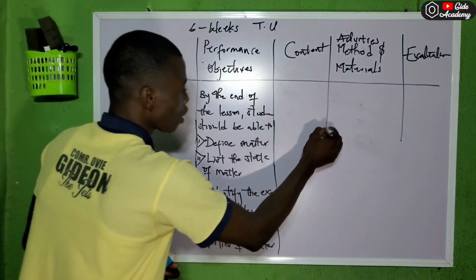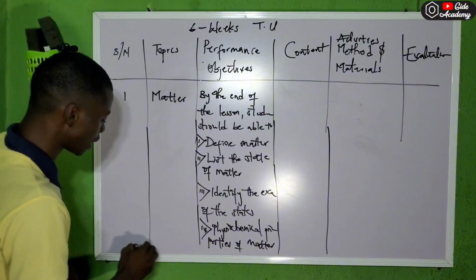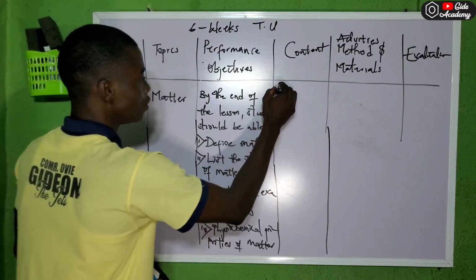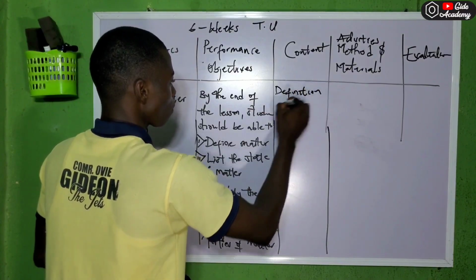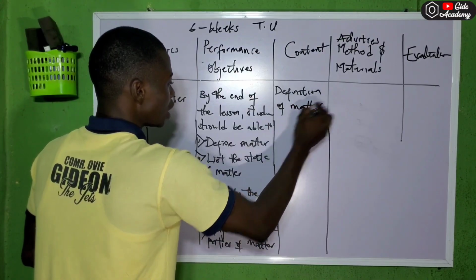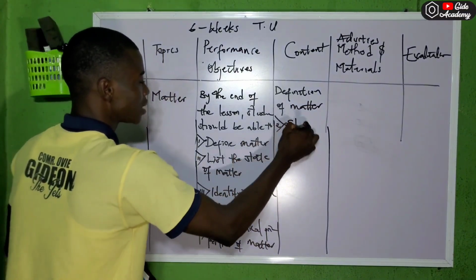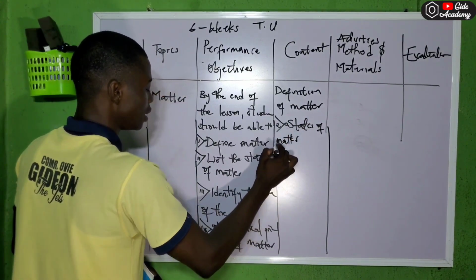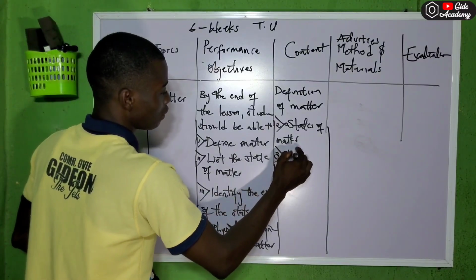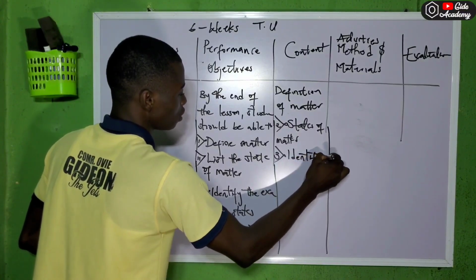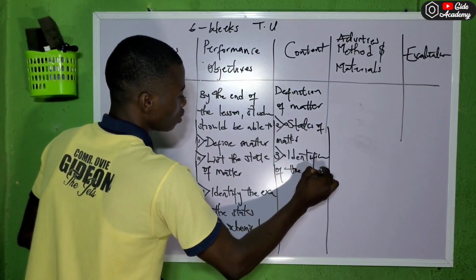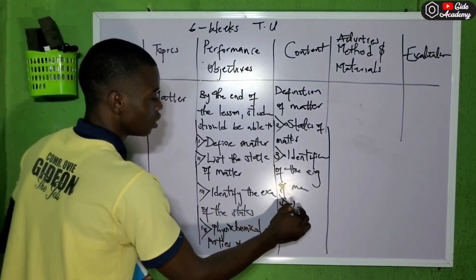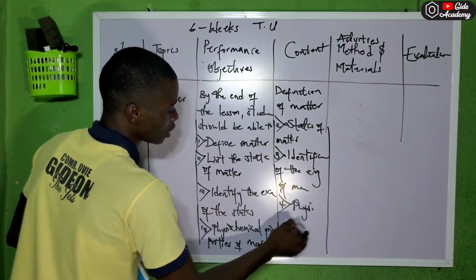Now the content will be, this is just for week one. Then after here, you go to week two. My week one will now have the first content, first objective, definition of matter. This is how you go about it. Number two, states of matter. Then number three is identification of the examples of matter. Then number four is physiochemical properties of matter.